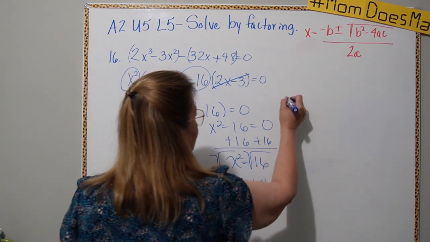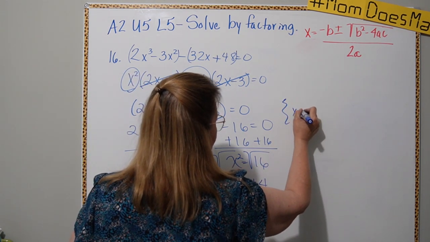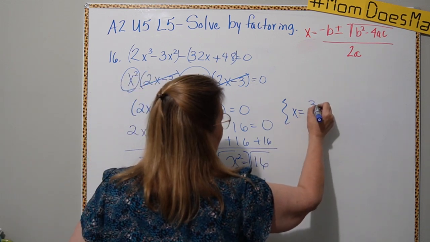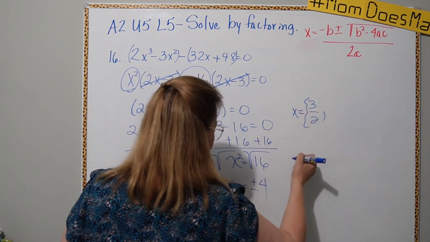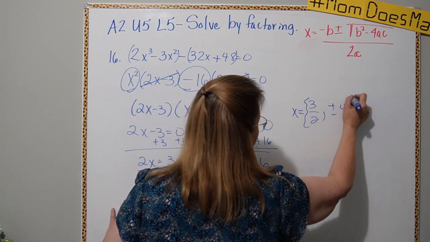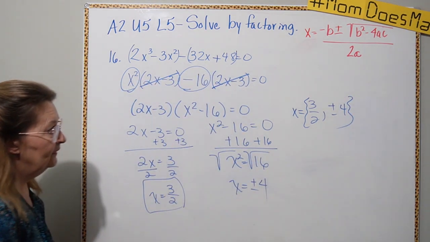So our final answer is going to be x equals 3/2. Actually, this goes on the other side. And plus or minus 4. Okay. Good to go.